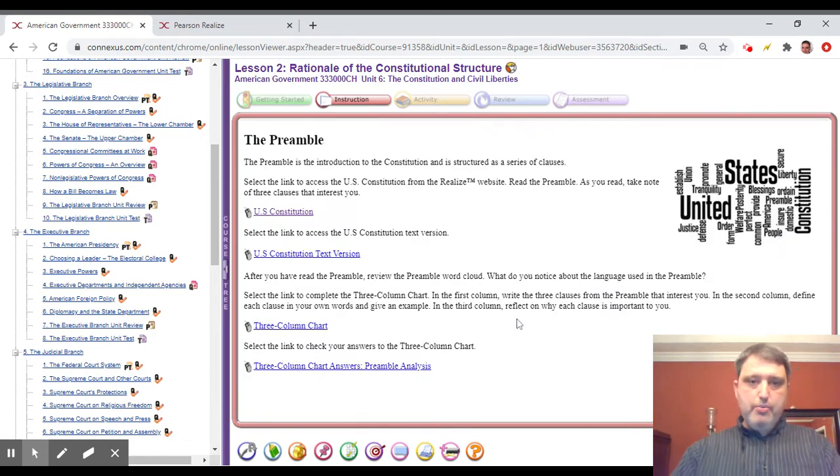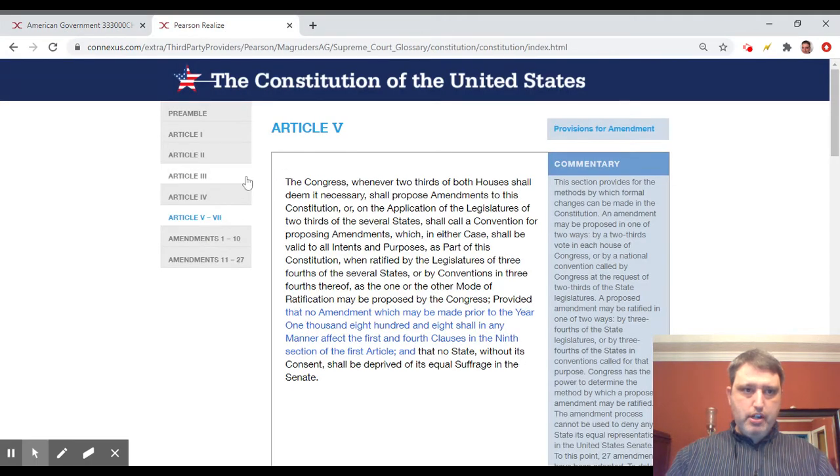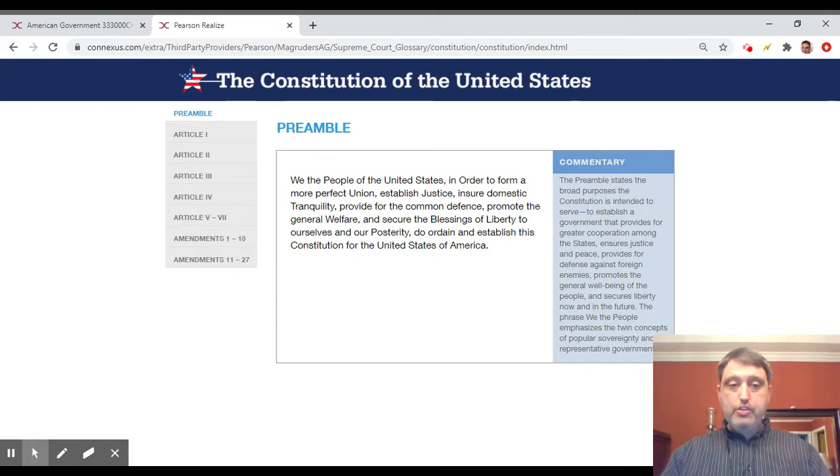Okay, so we're going to start here with the preamble, and on this slide, it gives you an assignment to kind of walk through the preamble. I'll let you do that on your own, but I do want to flip over here. I'm just using this link that's right here, and I'm going to come here to the Constitution of the United States, and we're going to start with the preamble.